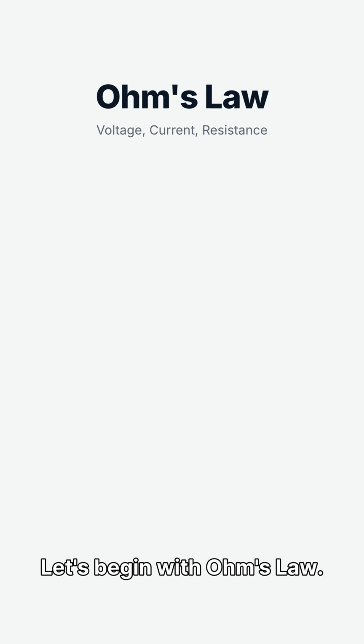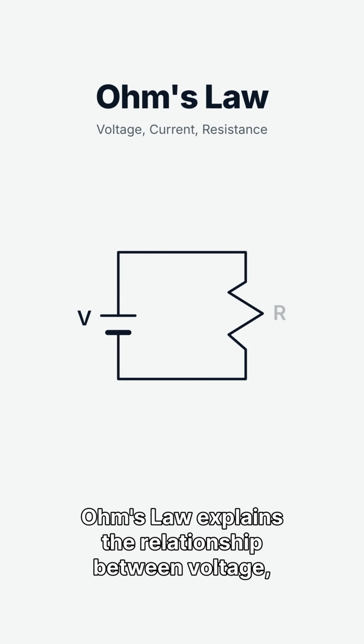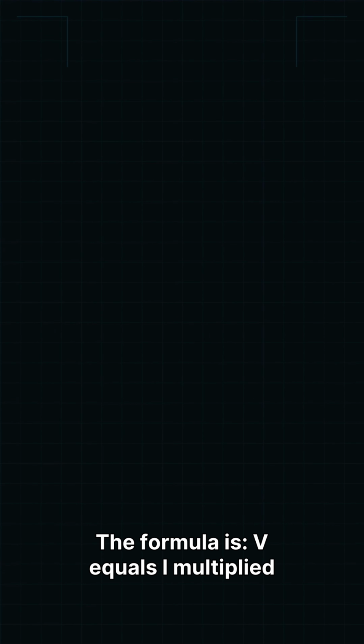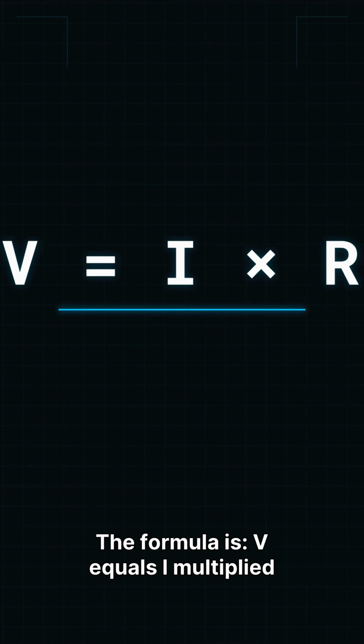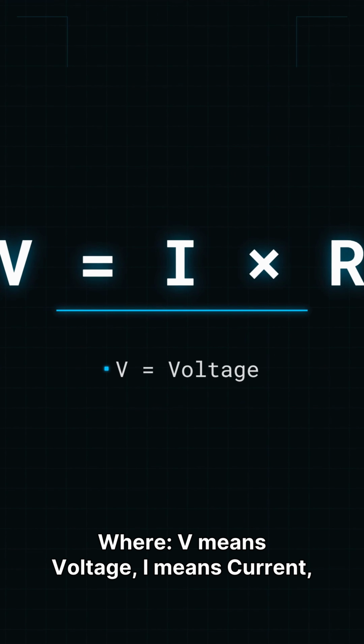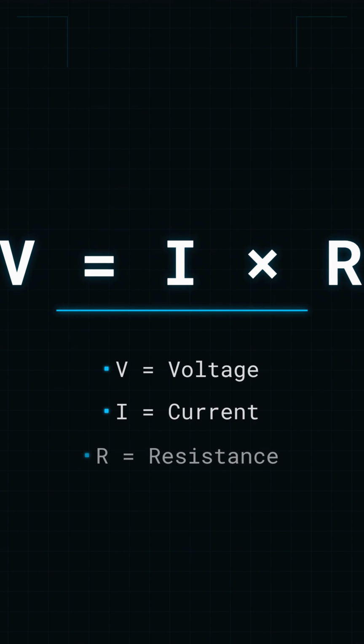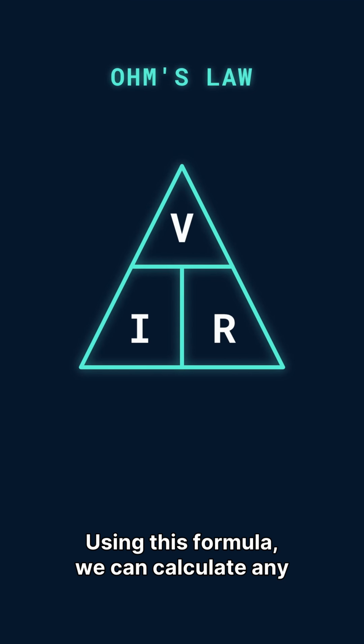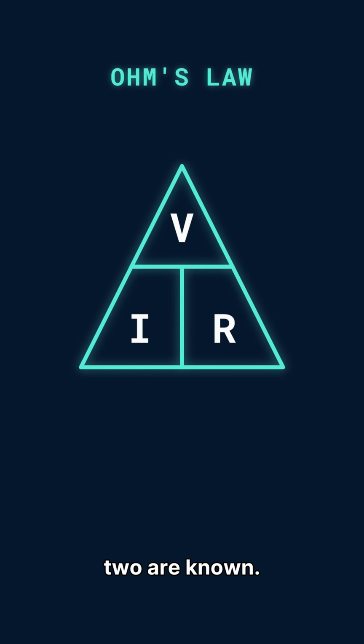Let's begin with Ohm's law. Ohm's law explains the relationship between voltage, current, and resistance in a circuit. The formula is V equals I multiplied by R, where V means voltage, I means current, and R means resistance. Using this formula, we can calculate any one of these values when the other two are known.